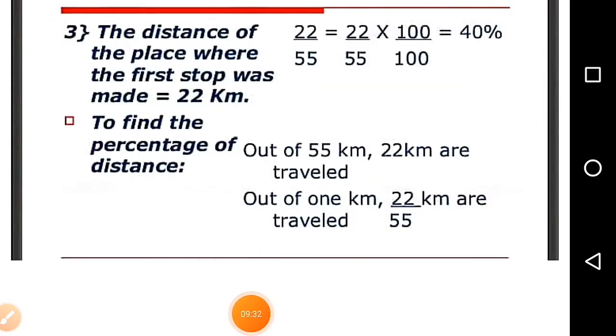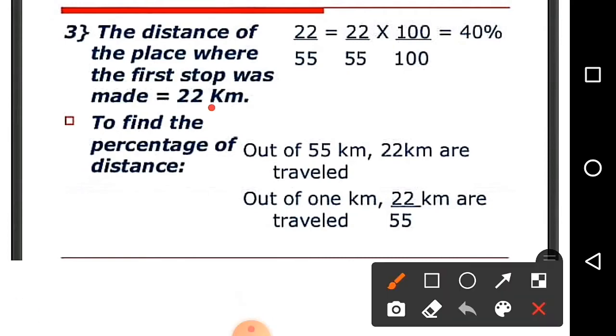Now third one, the distance of the place where the first stop was made, that is 22 kilometer. This is again given in the question.